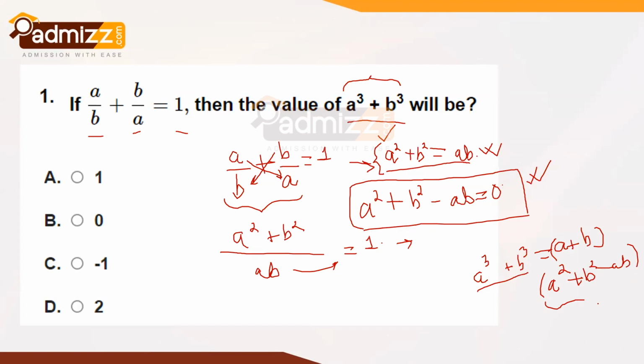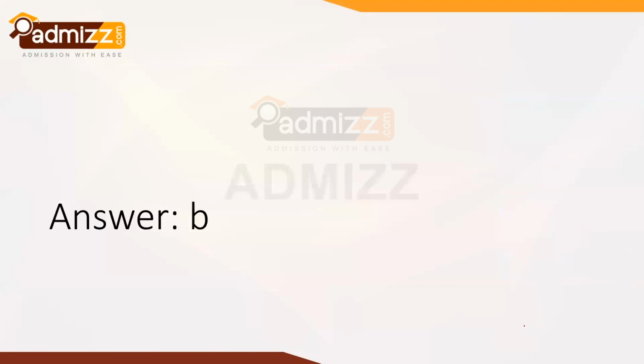We know the value of a squared plus b squared minus ab, which is equal to 0, right? So with this, the entire right-hand side comes out as a plus b times 0, which is equal to 0, right? So the correct answer is option number B. Was this clear to everyone? Okay, so this was clear to everyone. Let's move on to the second problem.